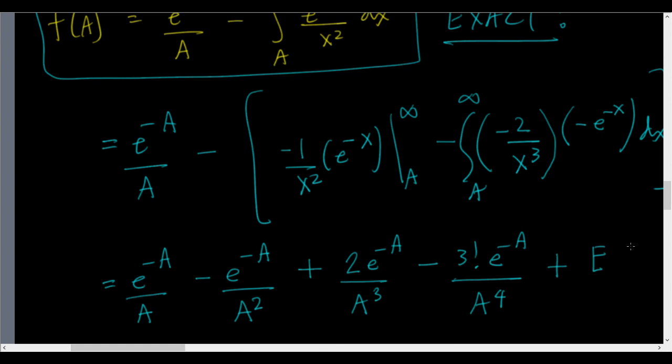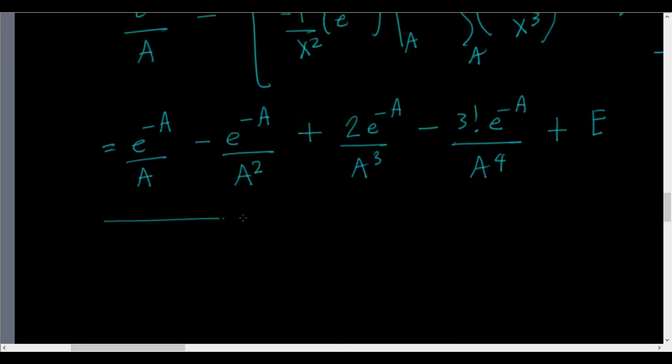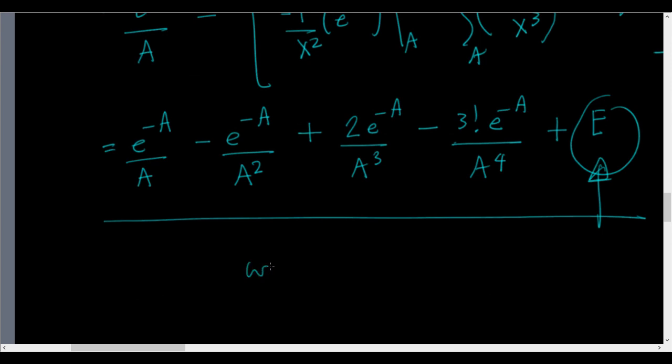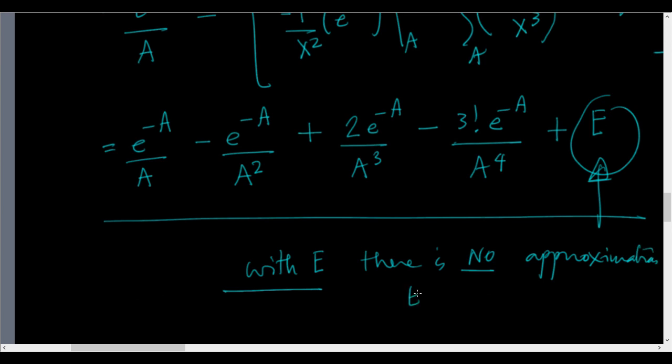Okay, if I keep this error term with e, there is no approximation. It is exact. Okay, let's just check this series. Maple is good at calculating series like this.